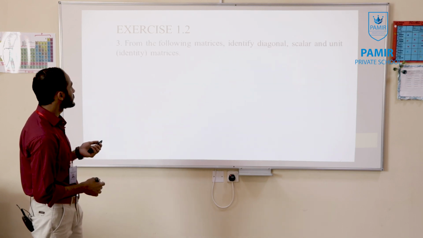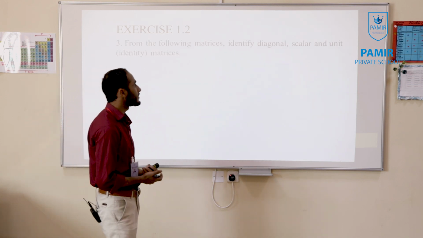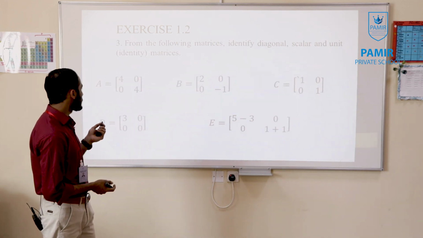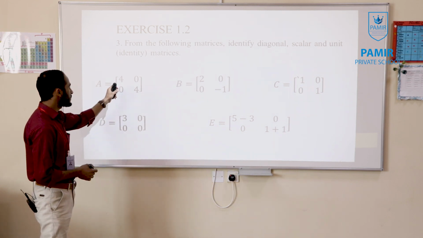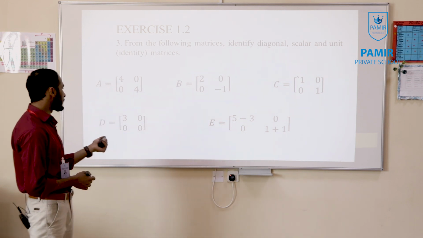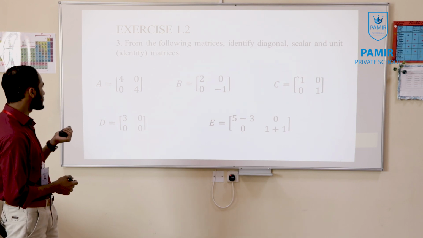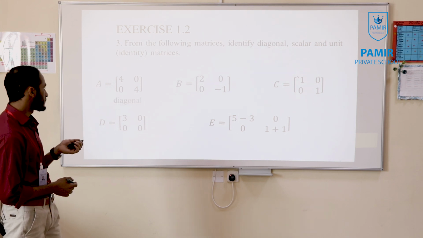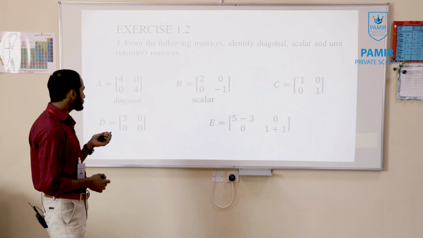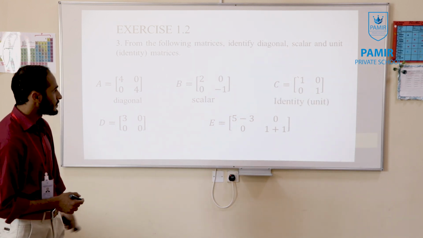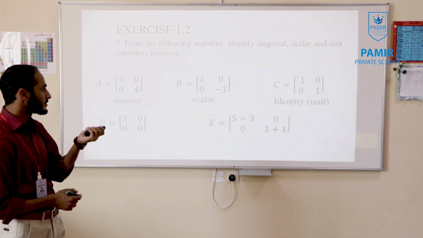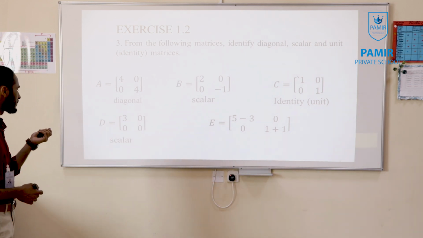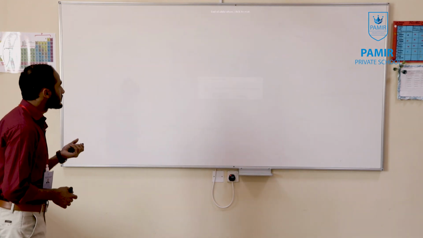Now we have the exercise question where we have to identify the diagonal matrix, scalar matrix and unit matrix. Here the first one has entries 4 and 4. When we have the same entries in the diagonal, we call that a scalar matrix. And then we have a unit matrix as given, the third one C, and then we have a scalar matrix. Thank you.